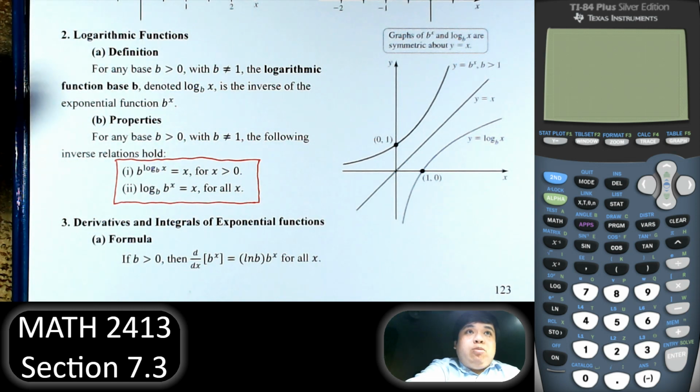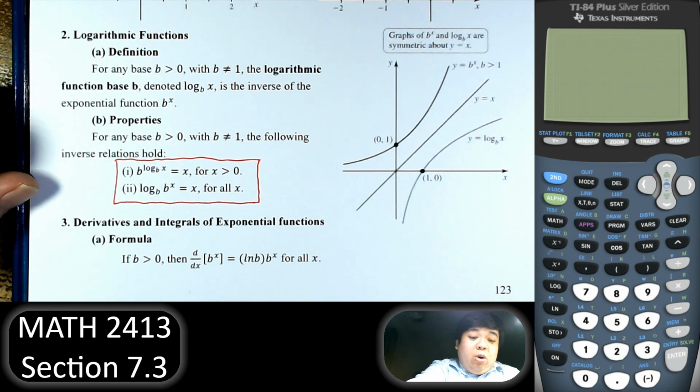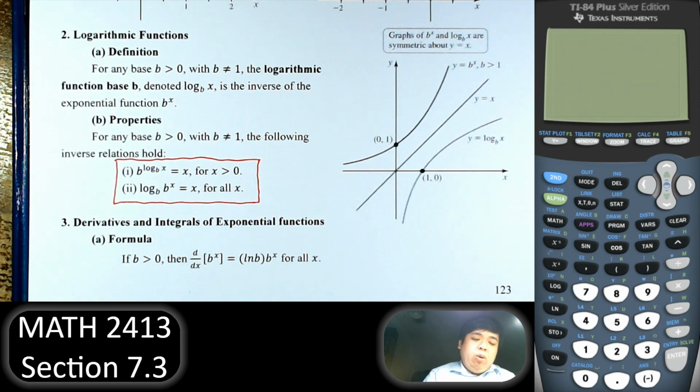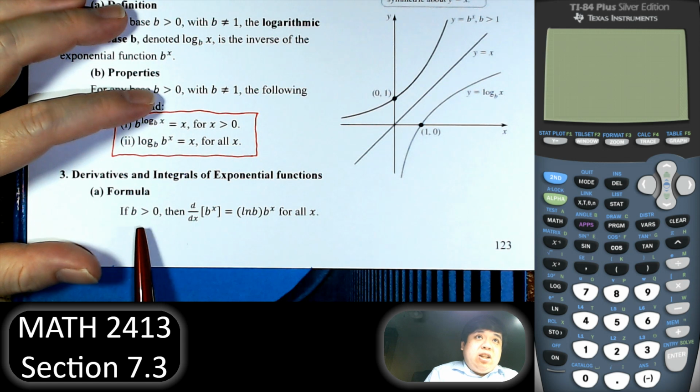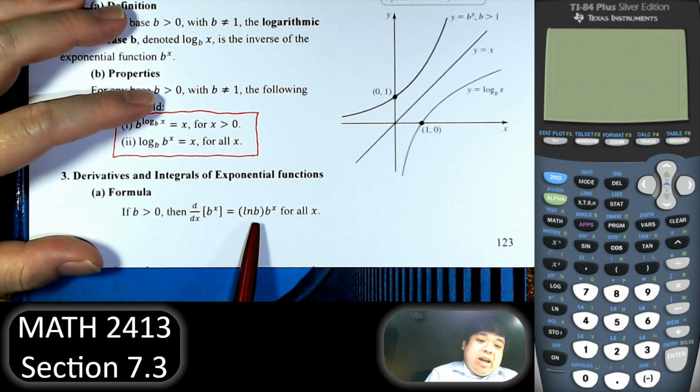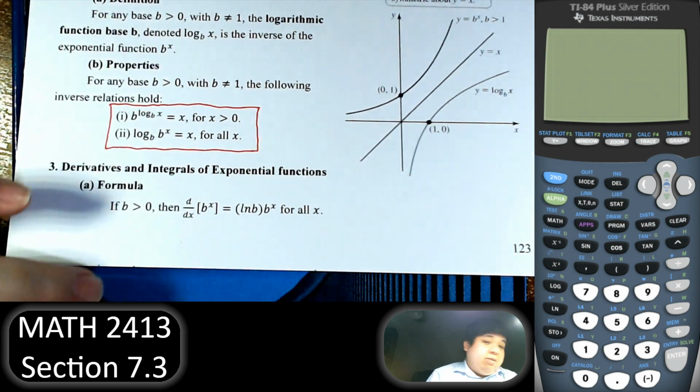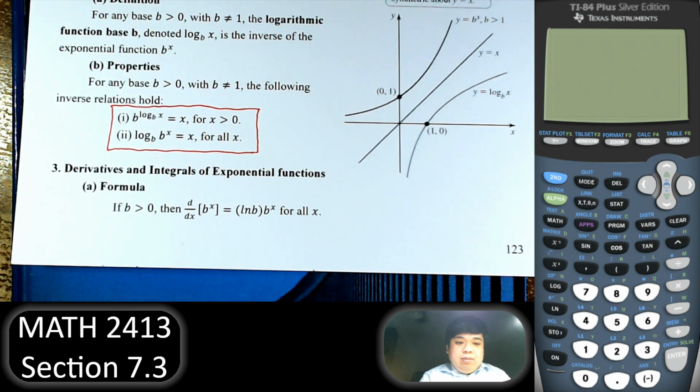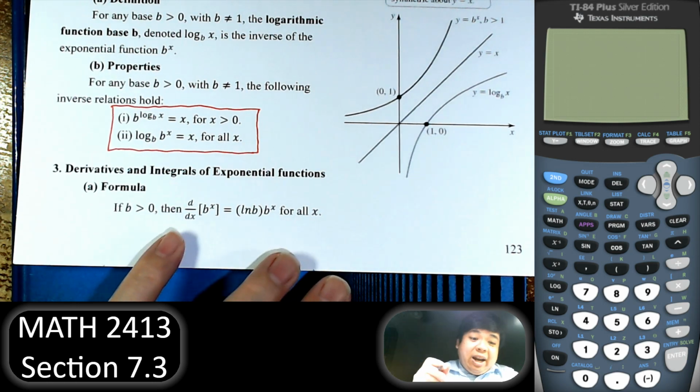Now the calculus part of it. What is the derivative and the integral of an exponential function in general? Well, if b is greater than 0, then the derivative of b to the x is equal to ln of b times b to the x. So how do we get that?